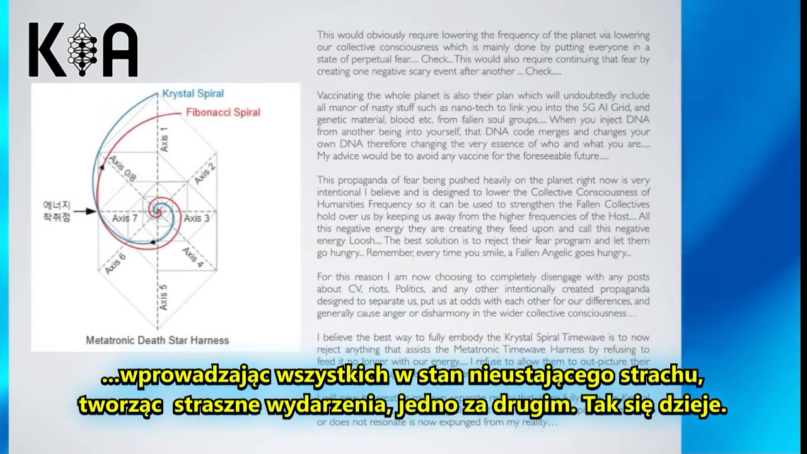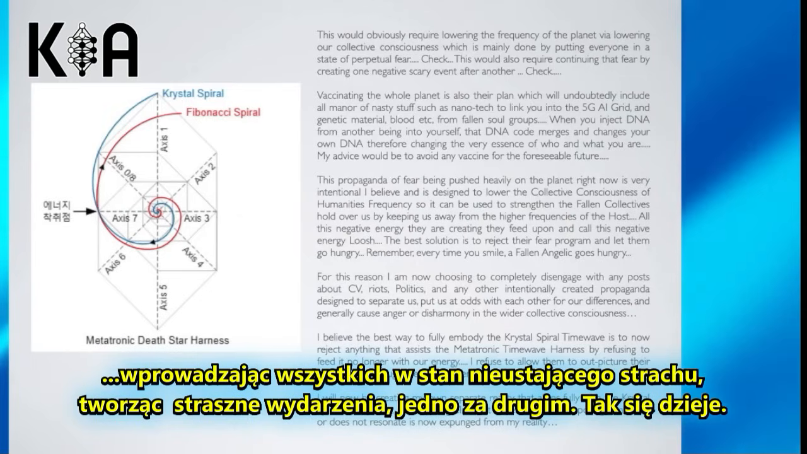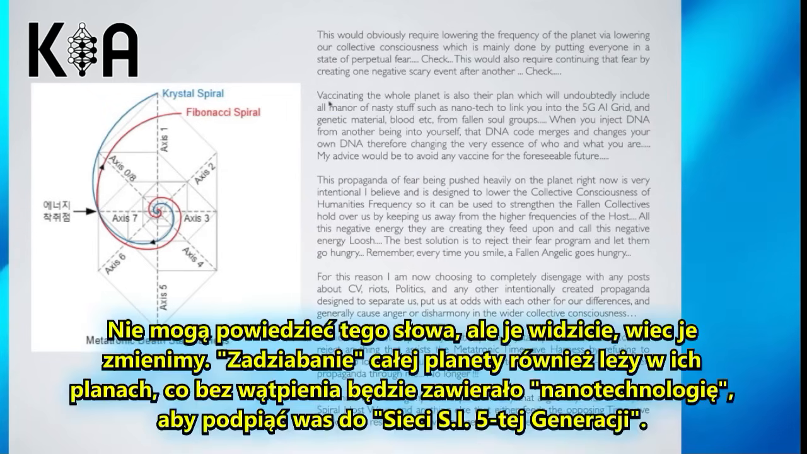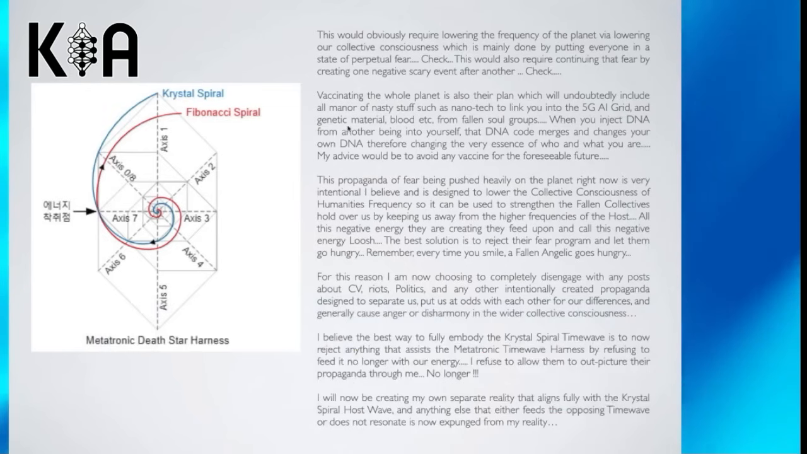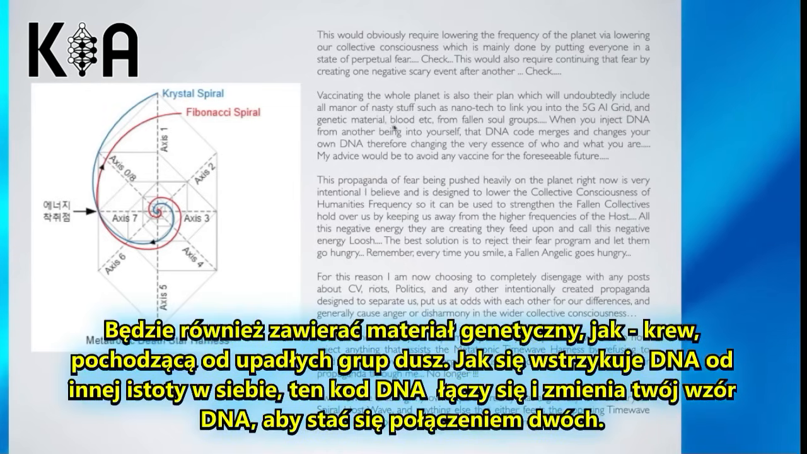Check. This would also require continuing that fear by creating one negative scary event after another. That's a big check. Now I can't say that word here, but you can see it. V, the whole planet, is also their plan, which will undoubtedly include all manner of nasty stuff such as nanotech to link you into the 5, and I can't say that letter either, A, B, C, D, E, F, and then the next one, 5, AI grid, and it will also probably contain genetic material, blood, etc. from fallen soul groups.